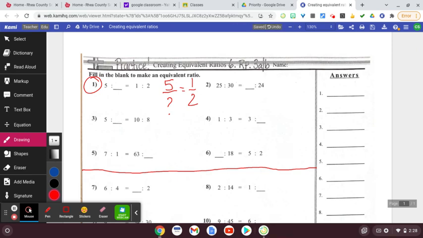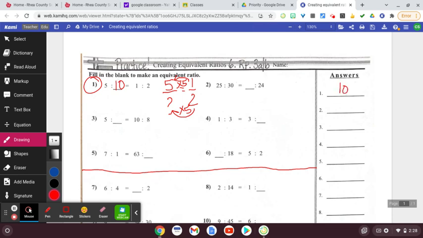So one way of figuring out these types of problems is look for a pattern. So we do know that if I take a look at 1, and what did I multiply 1 by to get to 5? Obviously, that's 5. So I do the same exact thing on the bottom number. So I take 2 times 5, and our missing value is 10.